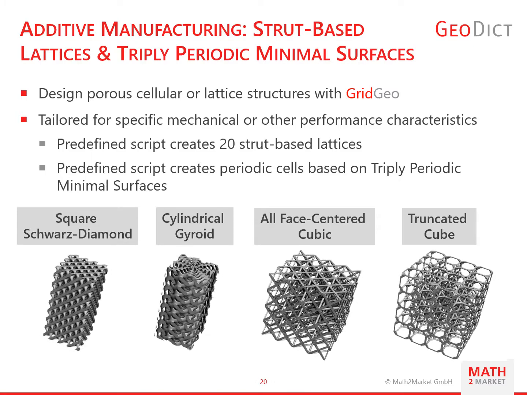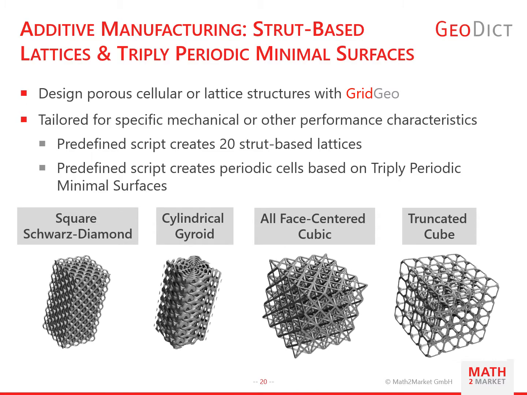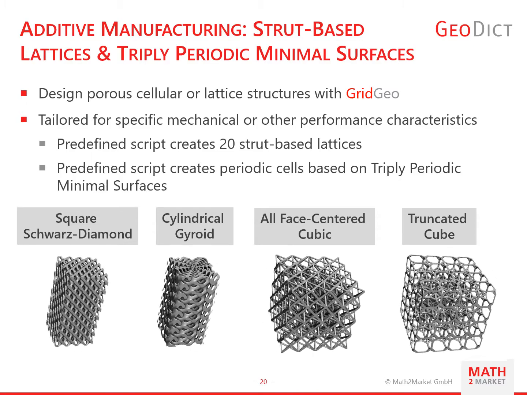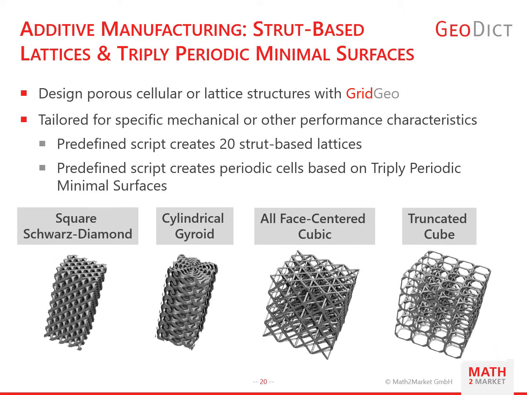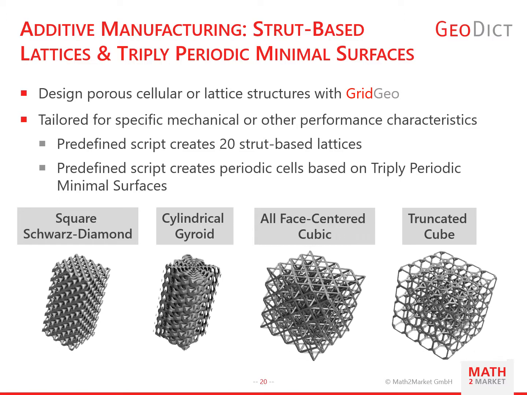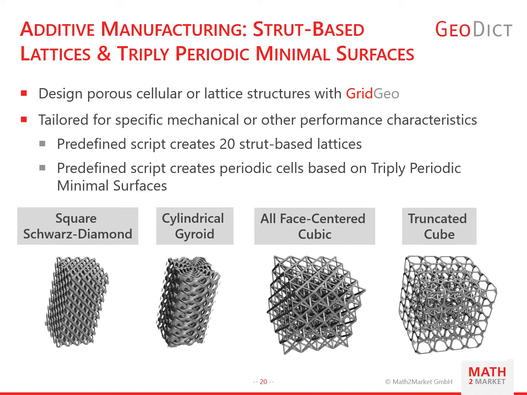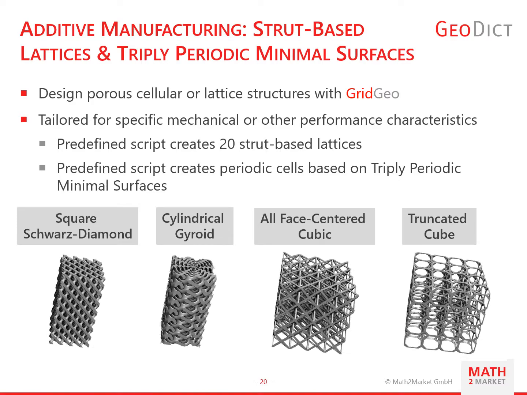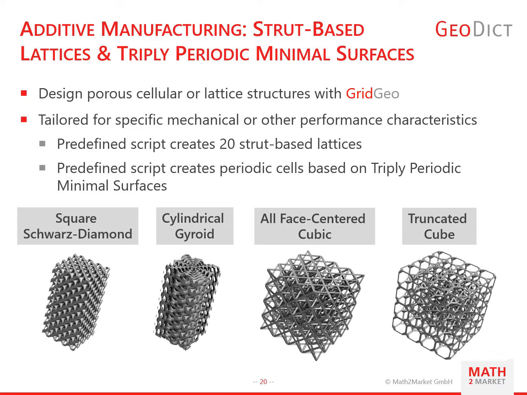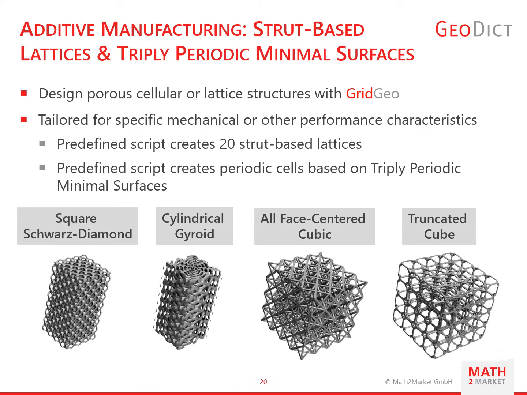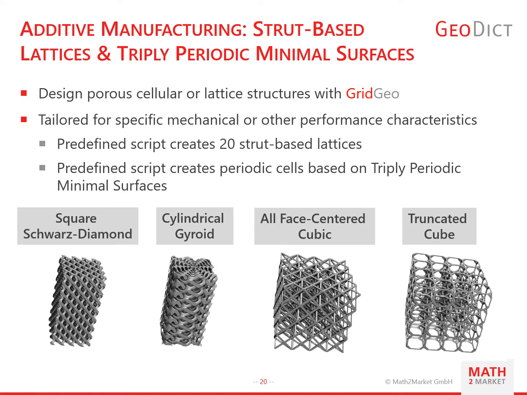In additive manufacturing, a given space is filled with a periodic lattice structure. Common examples are strut-based lattices and periodic cells based on triply periodic minimal surfaces. In GeoDict 2022, one can directly create such lattices in GridGeo, where 4 examples are shown on this slide. The lattice for a specific application must be tailored to specific performance characteristics. In GeoDict, one can create such a lattice and directly compute its properties, for example with ElastoDict, when a specific mechanical performance is required.